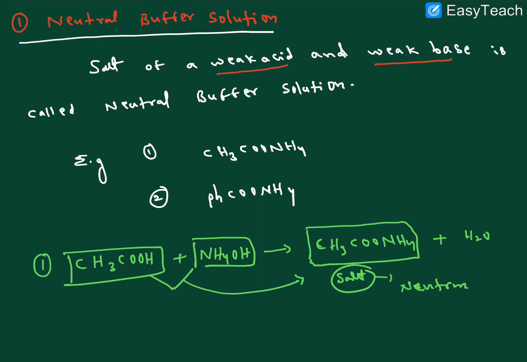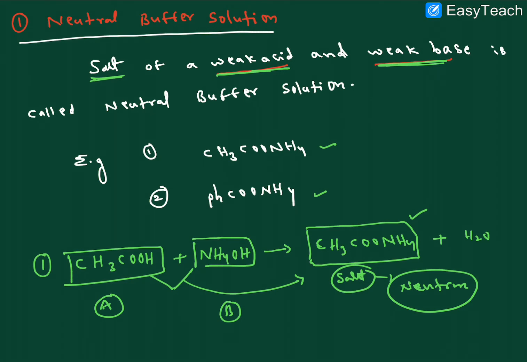Neutral buffer solutions. I hope it is very clear. That is the exact definition. So here, this is the weak acid, right? This is the weak base. The two react to form a salt. This salt is called a neutral buffer solution. I hope it is very clear. The examples here: ammonium acetate and ammonium benzoate, right? These two are examples for neutral buffer solutions. I hope it is clear, right?